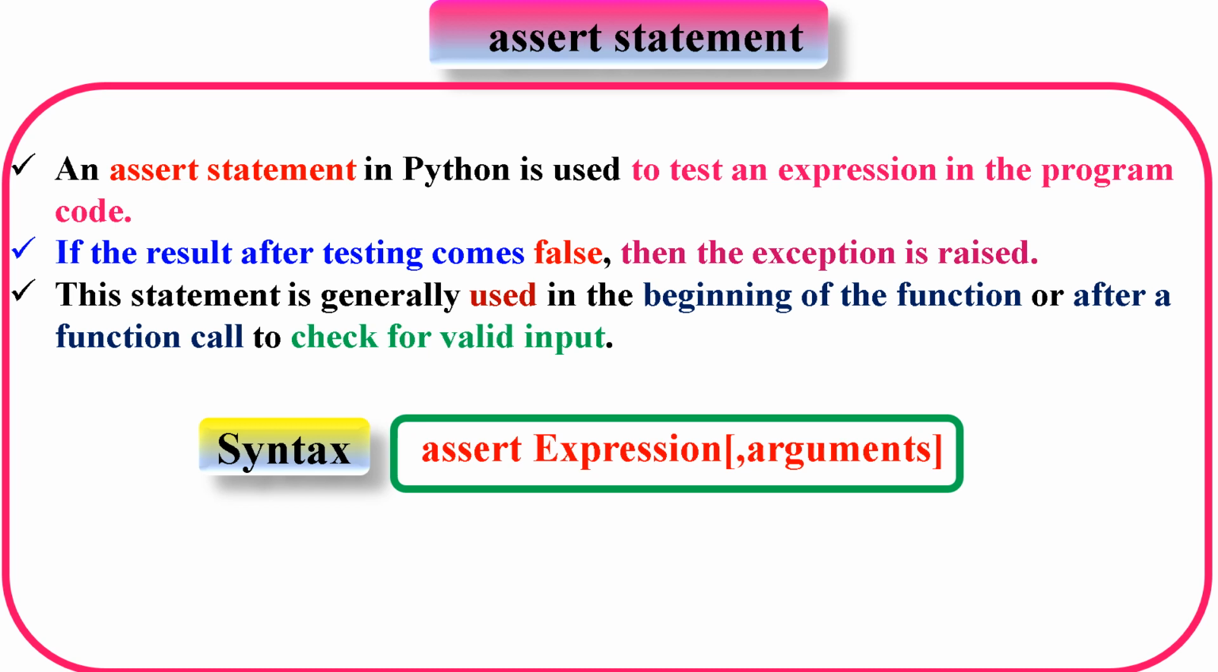On encountering an assert statement, Python evaluates the expression given immediately after the assert keyword. If this expression is false, an AssertionError exception is raised, which can be handled like any other exception.